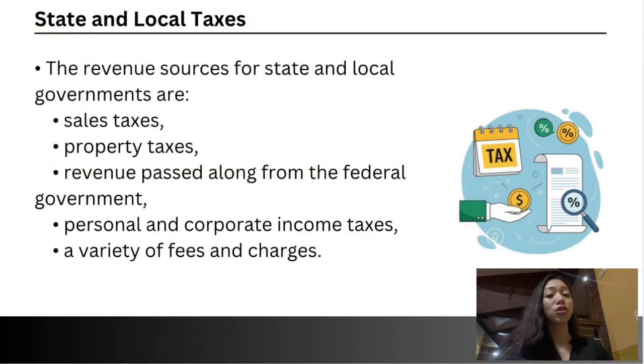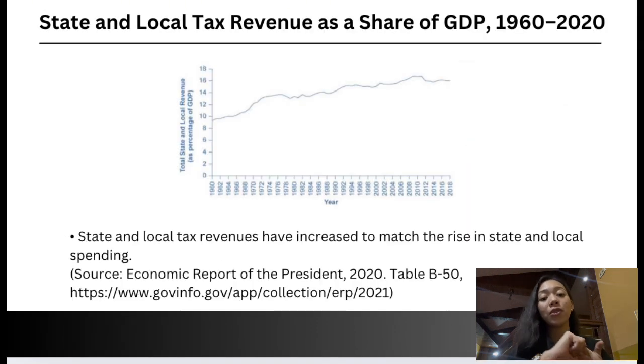So now let's talk about the state and local taxes. The revenue sources for state and local governments are sales taxes, property taxes, revenue passed along from the federal government, personal and corporate income taxes, and also a variety of fees and charges.